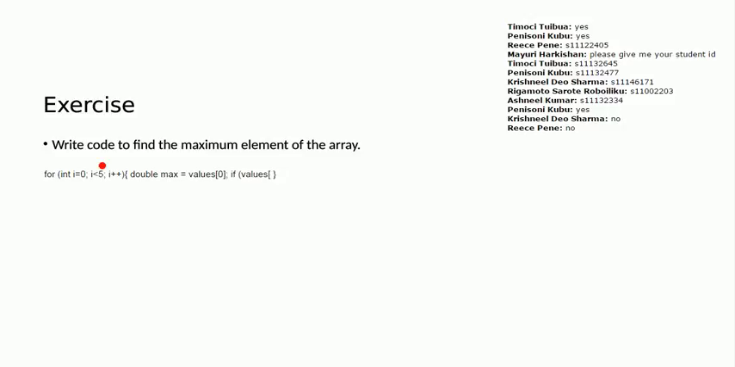Values at index 0, let's say at index 1, right, is greater than values at index 0, what would we do? Sorry. We'll say max will now be values[1]. Does this kind of make sense?